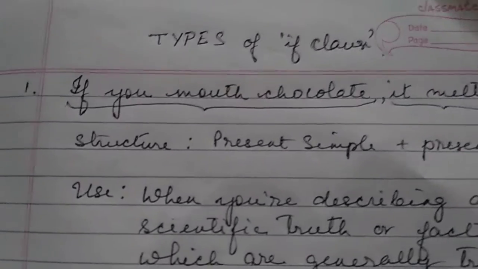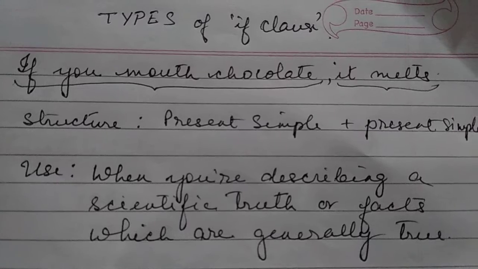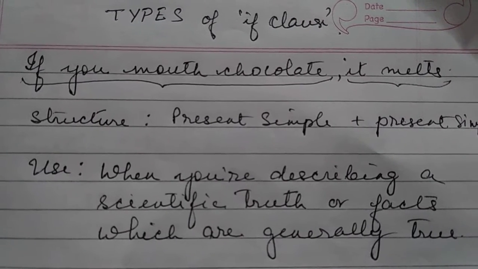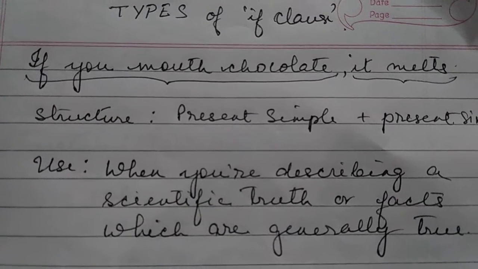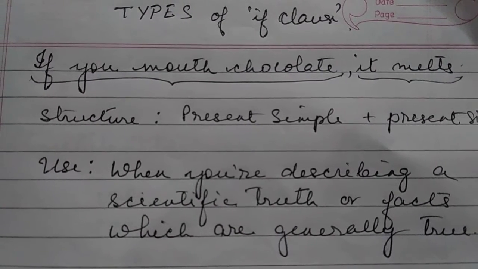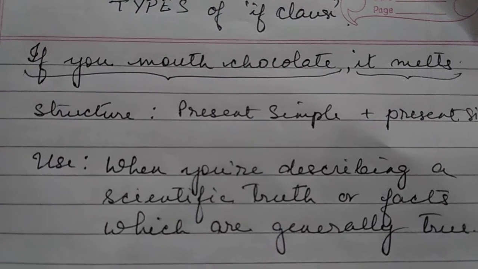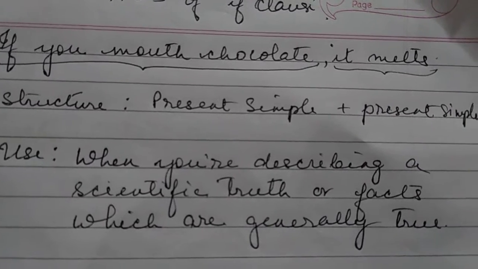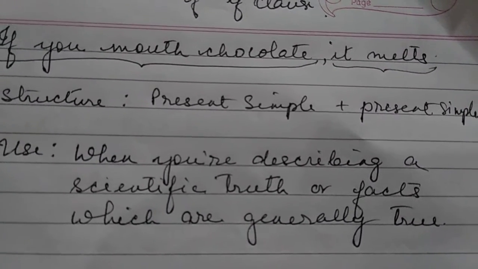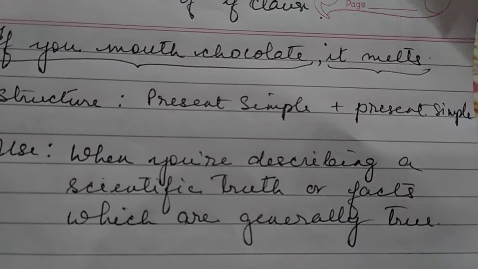Okay? Now, let us look at some sentences. You have some types of if clause here. If you mouth a chocolate, it melts. Mouth here is not a noun, it is used as a verb. If you mouth chocolate, if you put chocolate in your mouth, it melts. Now, look at the structure given here closely. The structure is present simple plus present simple.